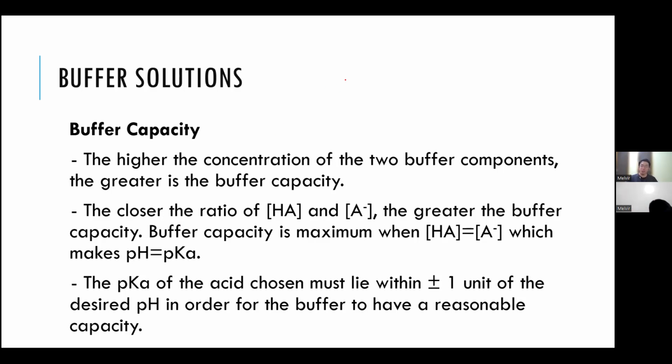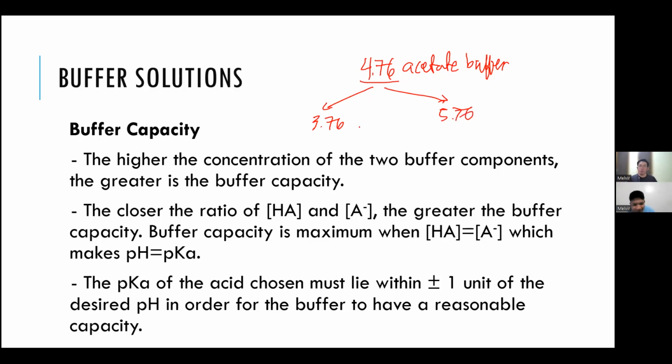Okay, pakitandaan ko yan. Let's say ang pKa ng acetic acid is 4.76 if I'm not mistaken. So acetate buffer ang gusto mong gawin. Your acetate buffer will act as a buffer in what range? From 3.76 hanggang 5.76. Hanggang diyan lang siya magiging buffer. That is your buffering region.